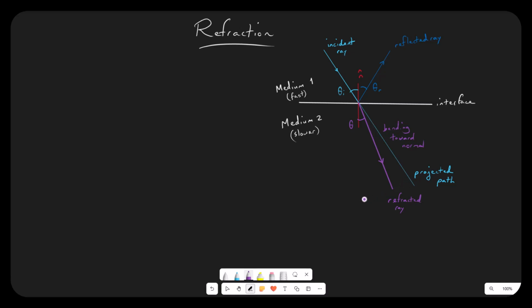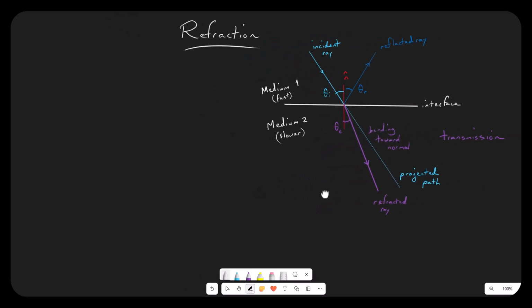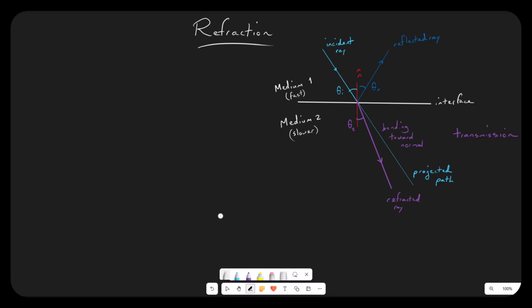Refraction is the bending of this light path. Transmission is the movement of light from one medium into another. So I'm going to actually call this an angle of transmission or angle of refraction. And I would like to come up with some kind of an equation that relates these. To do that, I need some values. Now I've got here fast and slower, but surely there is some way of quantifying this. And there is something called an index of refraction.